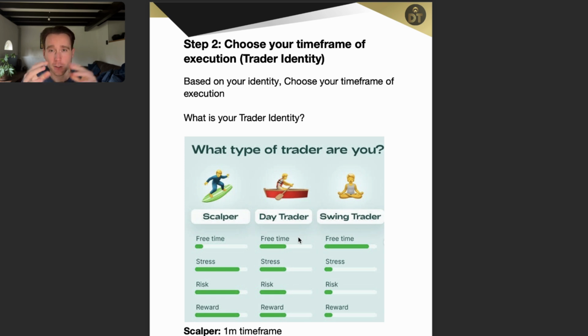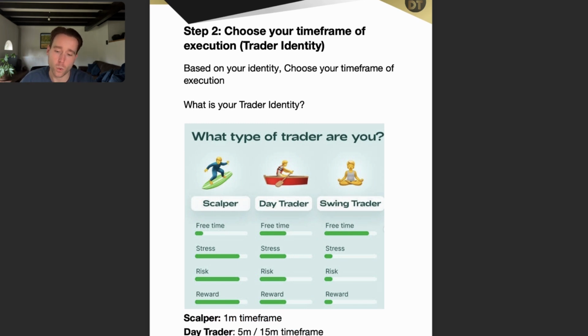And as a swing trader, you have lots of free time. You're on the 1 to 4 hour. You're just chilling. You take a trade, maybe 1, 2 per week, and you just wait for price. You have a very low stress level, low risk, but also low reward. So make sure which one you want to be. A scalper is on the 1 minute, a day trader 5 or 15 minutes, a swing trader 1 or 4 hour.